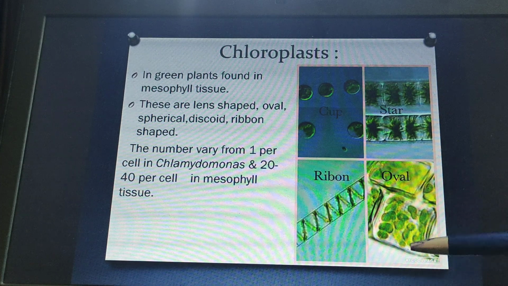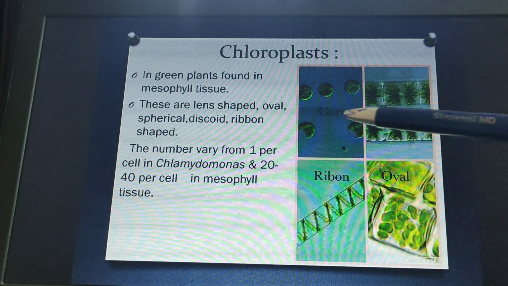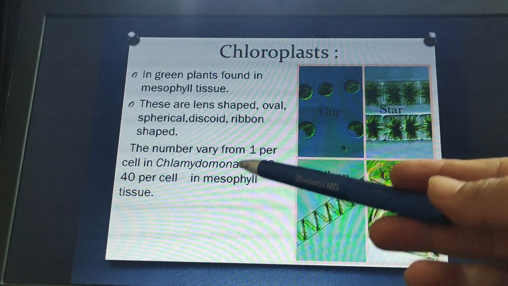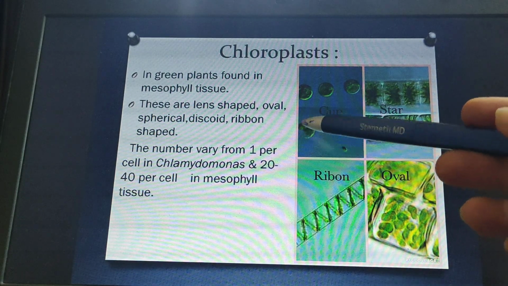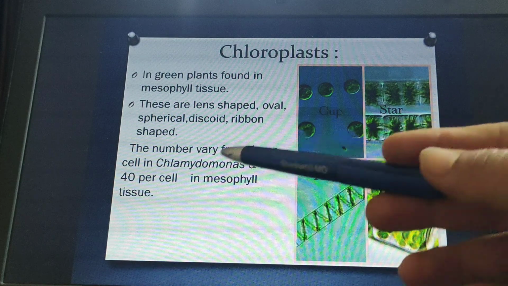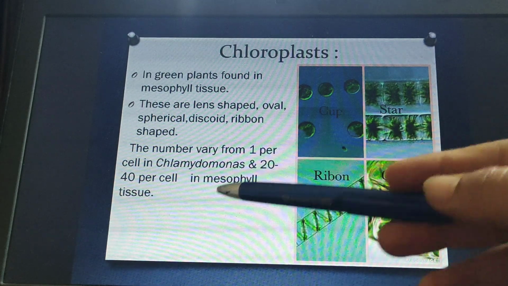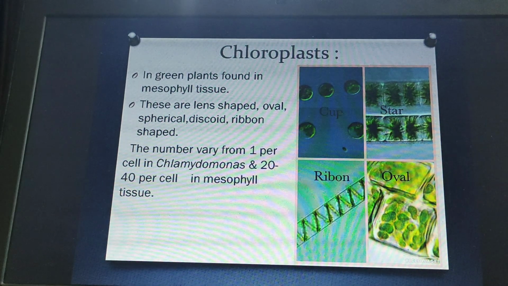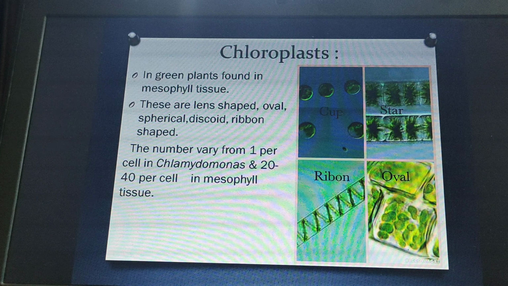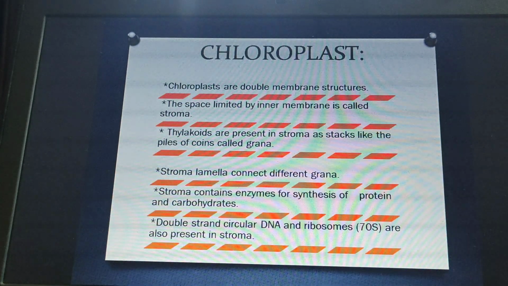As well as their number also varies from cell to cell, like this is 1 in case of Chlamydomonas, the same, it is cup shaped and 1 chloroplast per cell. As well as it varies from 20 to 40 per cell in case of the mesophyll tissues, like we can see over here. In a single cell many chloroplasts are present. Now we will talk about the structure of the chloroplast.